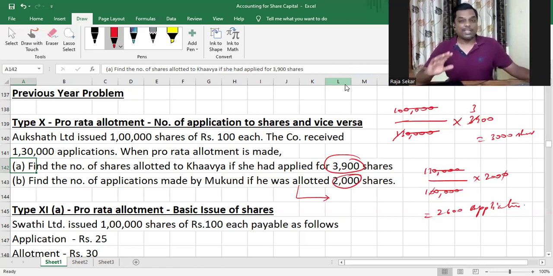This is very, very important, my dear children. It's asked as 1 mark questions in the exam. Sometimes you might have to do this calculation to find the number of shares allotted to a shareholder based on the number of applications made by him and vice versa in a 6 mark problem. So this is something very important, pro rata allotment. Understood or not, my dear children?